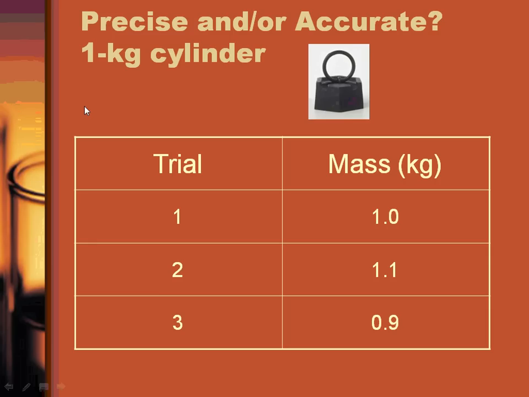Okay, our next group of students found trial 1 was 1.0, trial 2 was 1.1, trial 3 was 0.9. So precise? Yeah, they're all really close together, only a couple tenths off from each other. Accurate as well? Yeah, they're all right around 1 kilogram, so it's accurate.